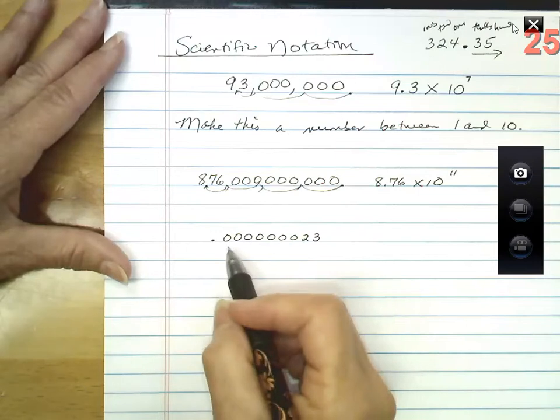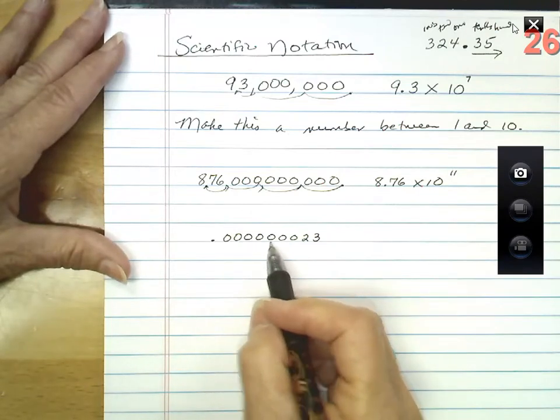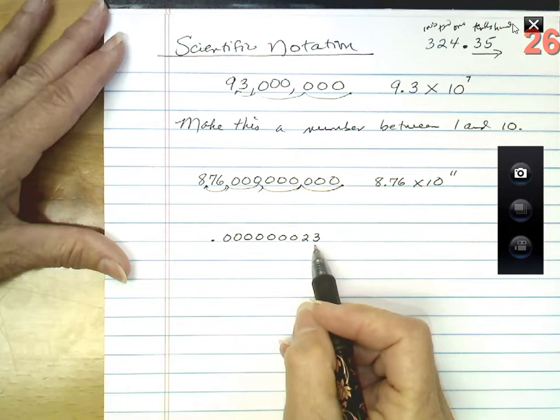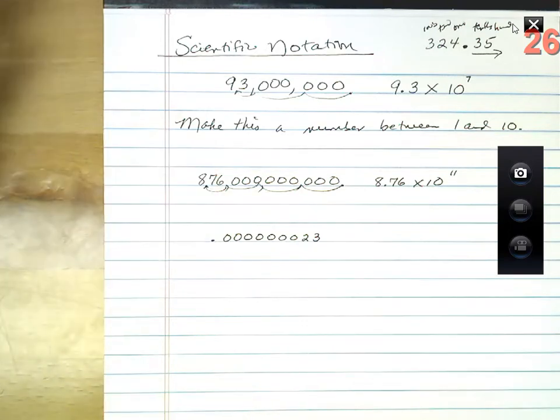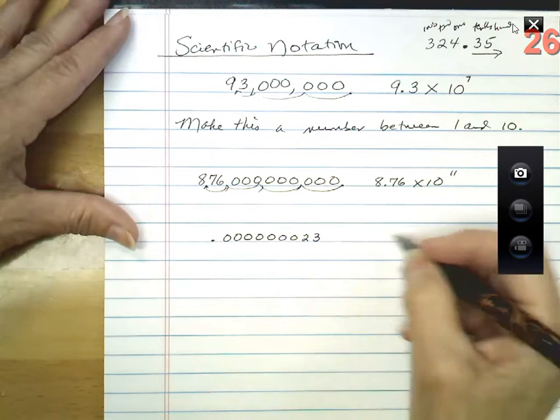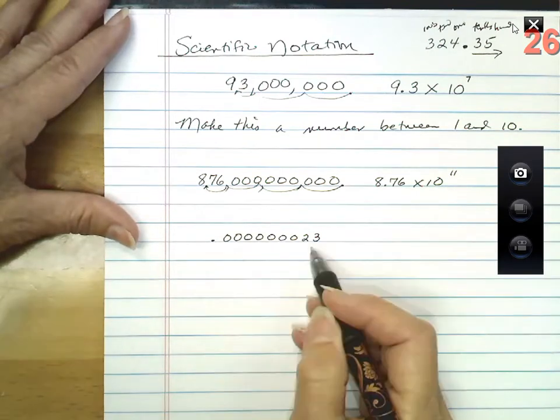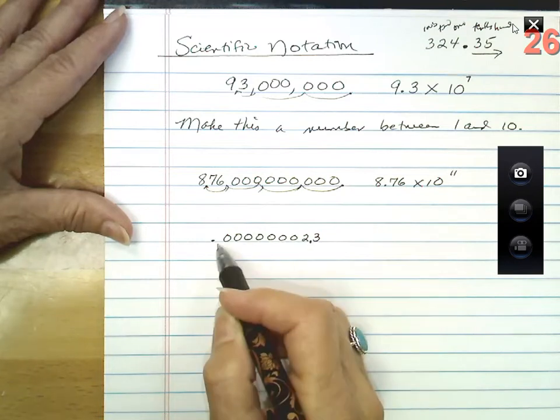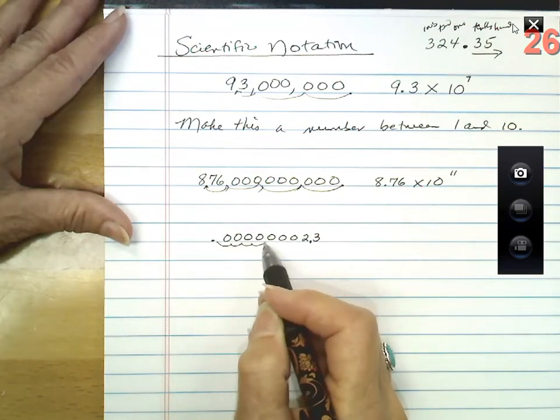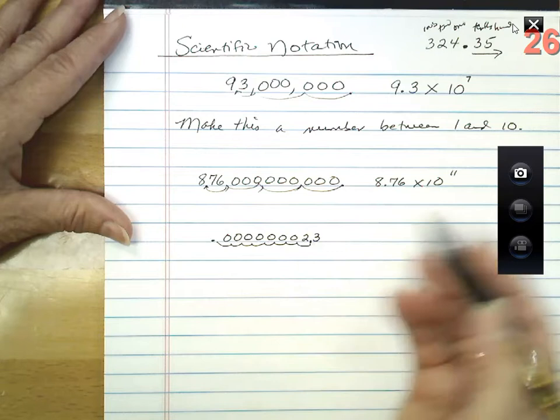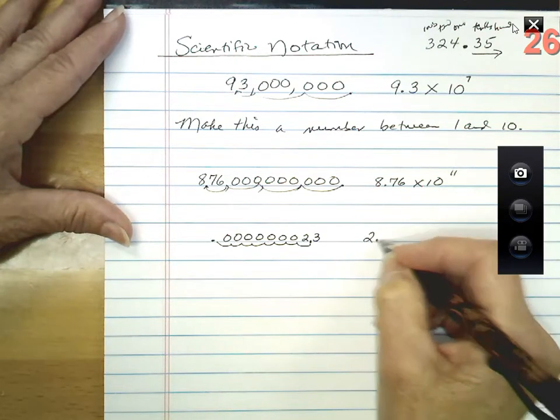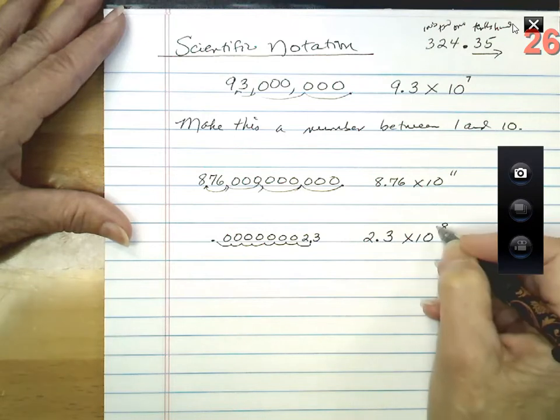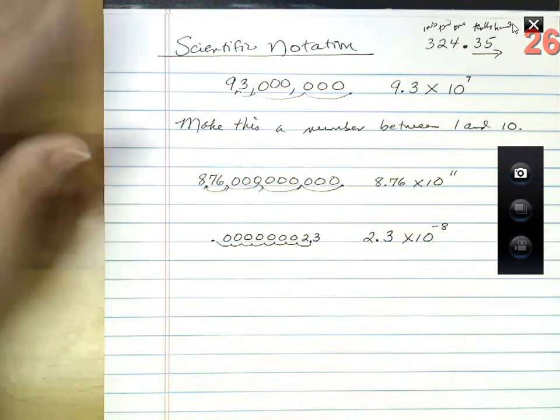It would be real hard to say tenths, hundredths, thousandths, ten-thousandths, hundred-thousandths, millionths, ten-millionths, hundred-millionths, billionths, and read it that way. But we can move the decimal to make it a number between 1 and 10, so we're going to move it right there. So that's 1, 2, 3, 4, 5, 6, 7, 8 places. So it will now be 2.3 times 10 to the 8th, but it's going to be a negative 8.